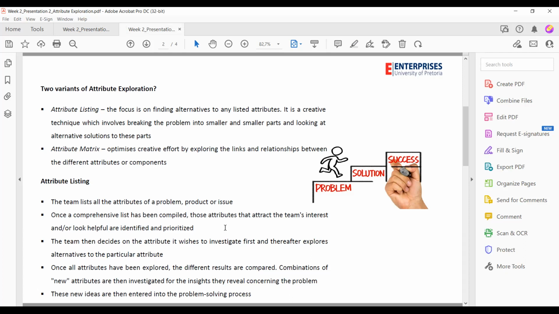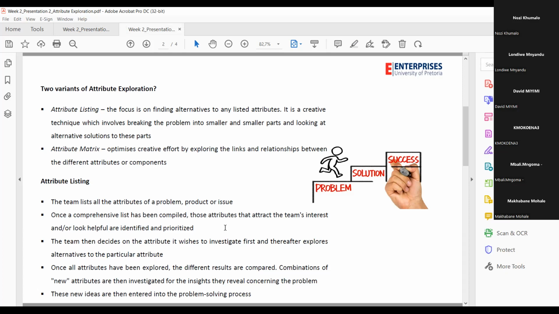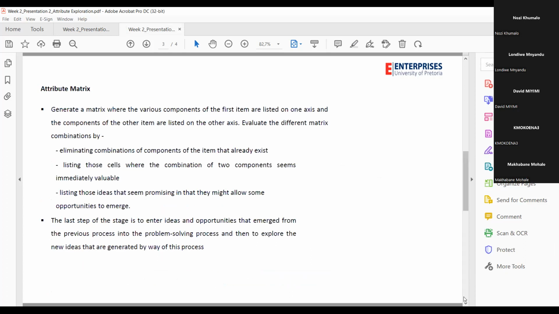Once all the attributes have been explored, the different results are compared. Combinations of new attributes are then investigated for the insight they reveal concerning the problem. These new ideas are then entered into a problem-solving process. That is the attribute listing. Then the attribute matrix. I found it a little bit difficult to understand.